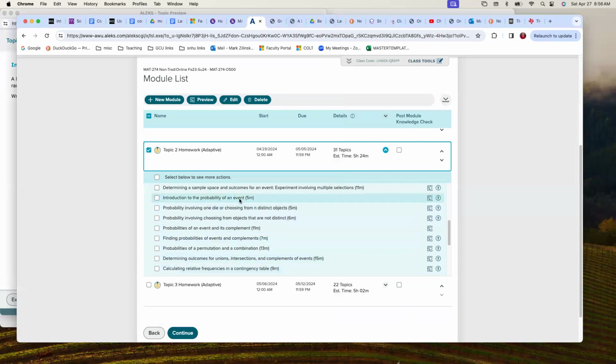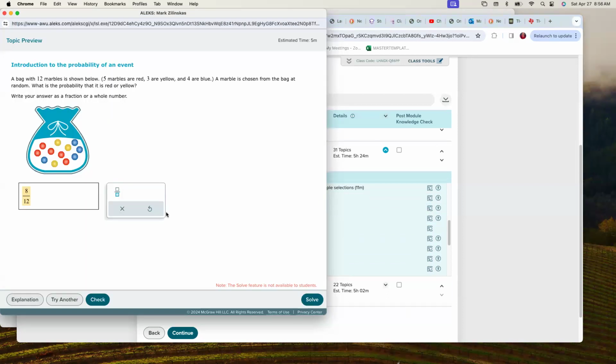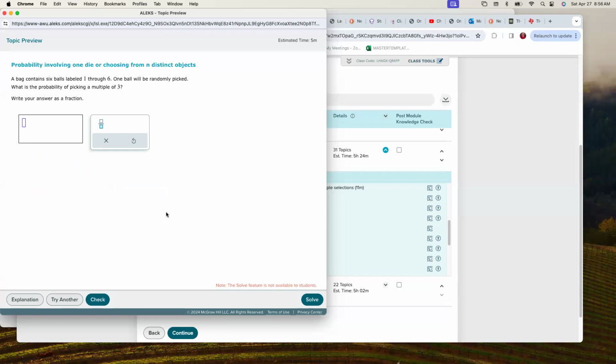Okay, so that was just an introduction to probability. Now, let's get into something a little more involved in terms of what we're asked to do. So we have 6 balls, 1 through 6, and one ball will be randomly picked. Again, we don't have a diagram to look at here. And I know it sounds silly, but I think everybody remembers what a multiple of 3 is, but they might use some mathematical language here where you have to think or look something up.